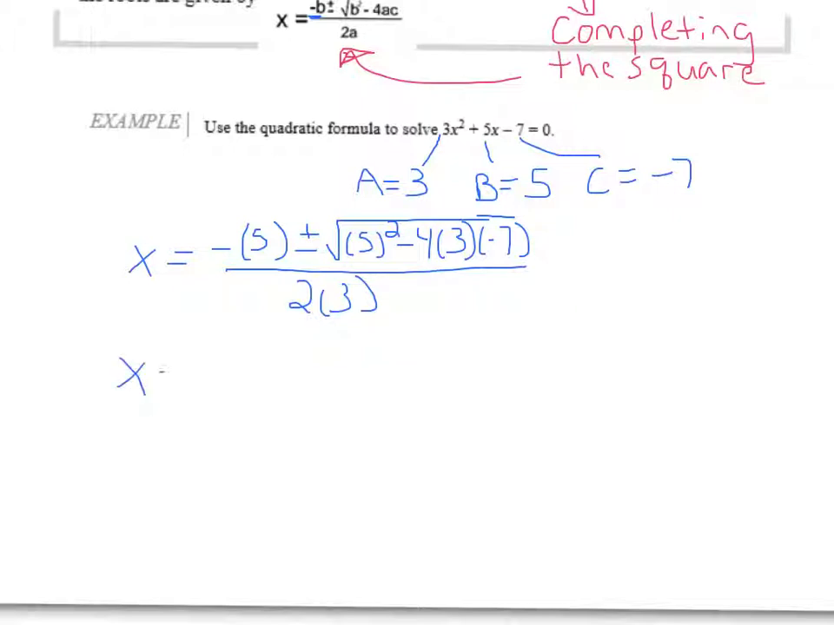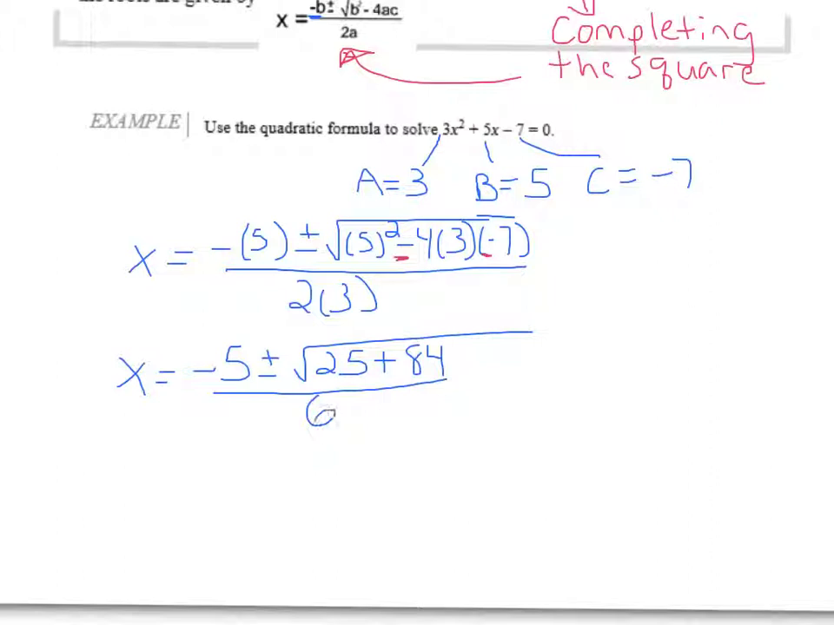And then we simplify. So x equals negative 5 is just negative 5. And then 5 squared is 25. And then up here we have a negative times a negative, so that ends up being a positive. 4 times 3 is 12, times 7 is 84, all over 2 times 3, which is 6. So x equals negative 5 plus or minus the square root of 25 plus 84, so 109, all over 6.